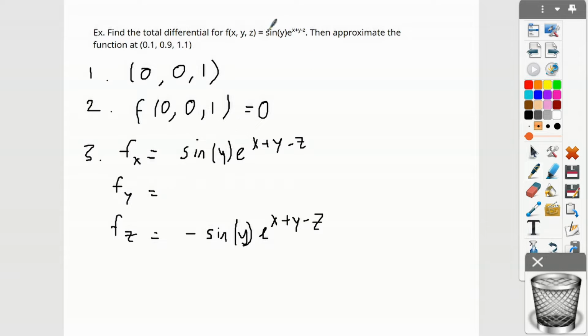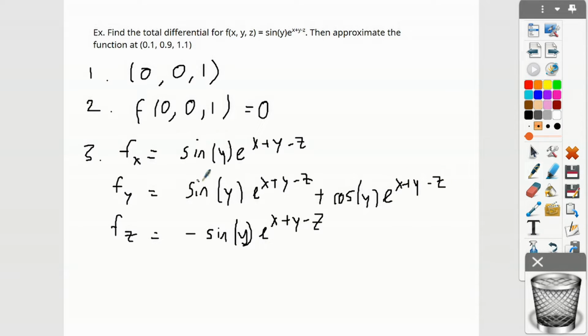Y is a little bit more complicated because both functions that we have include y. So what we're going to do is keep the first, take the derivative of the second, which is just the same thing again, and then plus the derivative of the first times the second. Okay, those are your functions. They are really nasty. Really, really nasty. They're not nice at all.